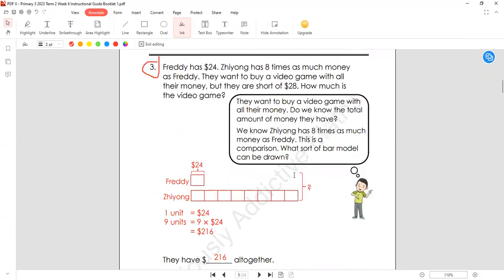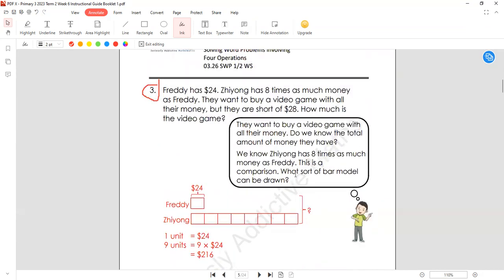The question is: Freddie has $24. Zhiyong has 8 times as much money as Freddie. They want to buy a video game with all their money, but they are short of $28. How much is the video game? For this question, it's not asking about what happens at first, so we do not draw the bar model based on the first few pieces of information. Freddie has $24, and Zhiyong has 8 units, 8 times more. That's quite simple. Then we find out the question mark.